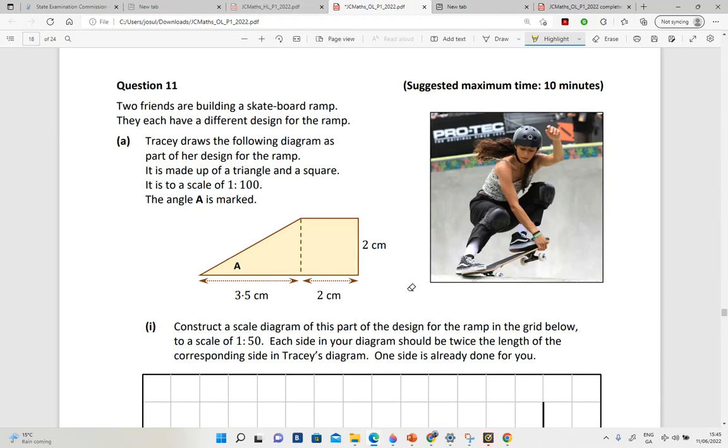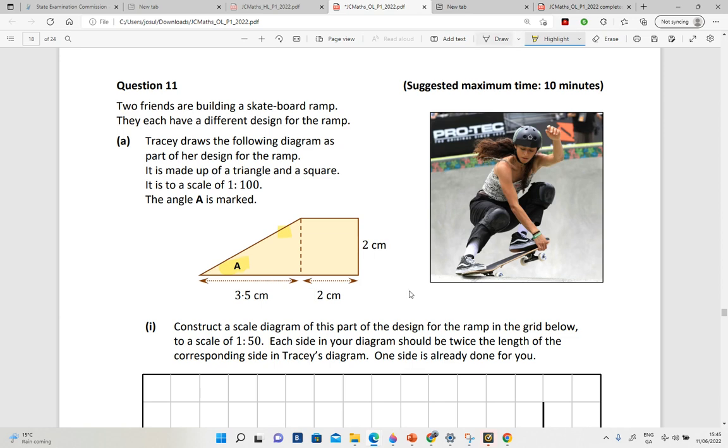Okay, so we'll look at question 11. Two friends are building a skateboard ramp. They each have a different design for the ramp. Tracy draws the following diagram, and you can see it here below for the ramp. It's made up of a triangle and a square. The angle A is marked. It's to the scale 1 is to 100.